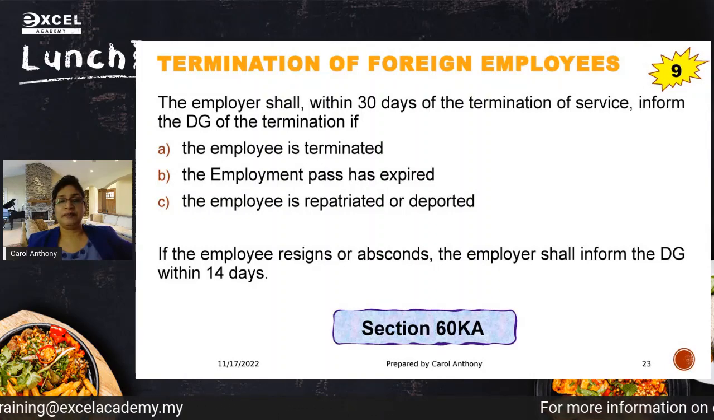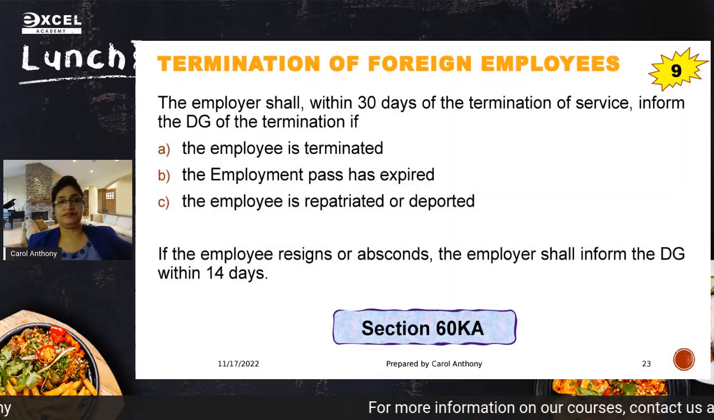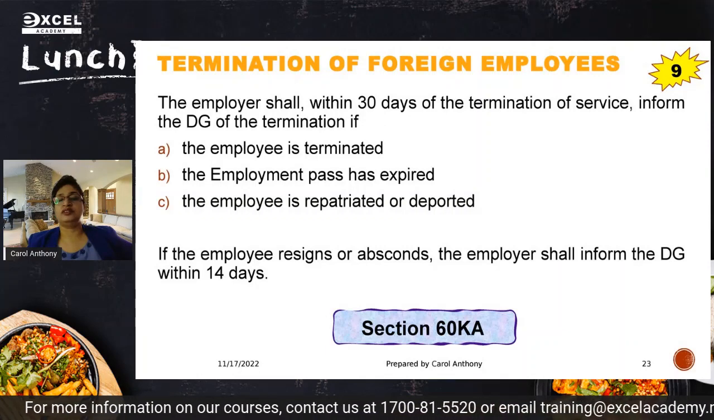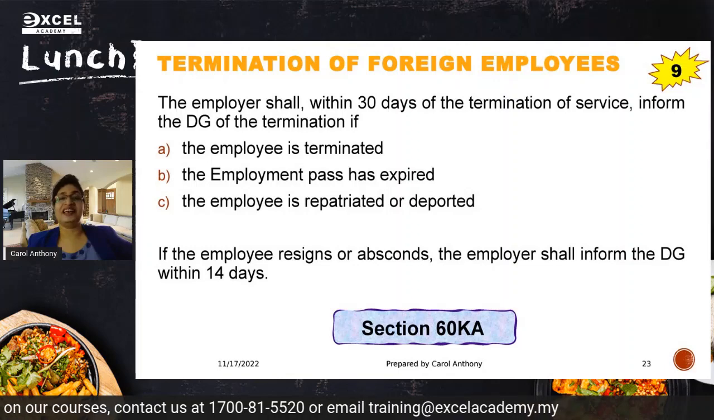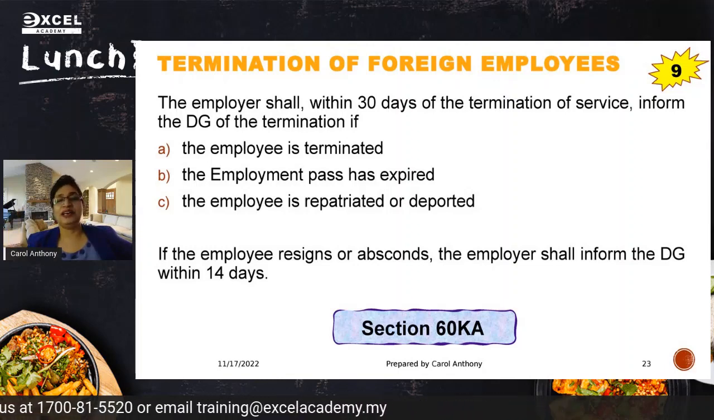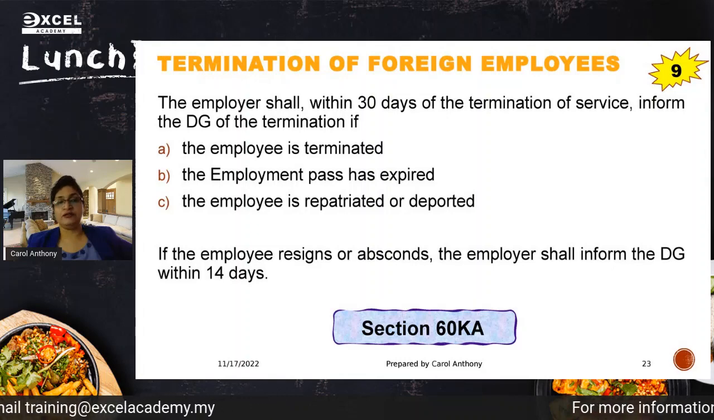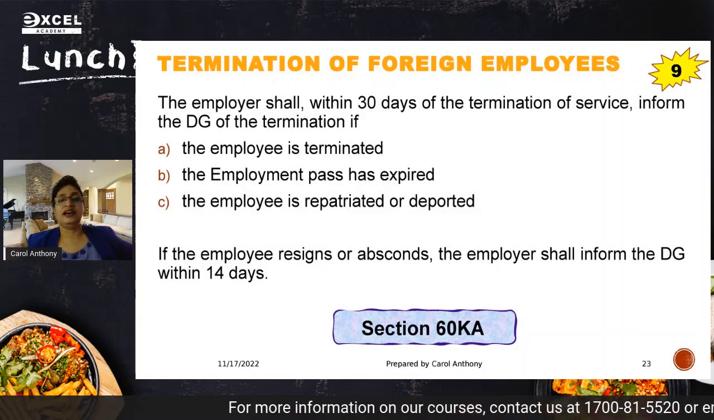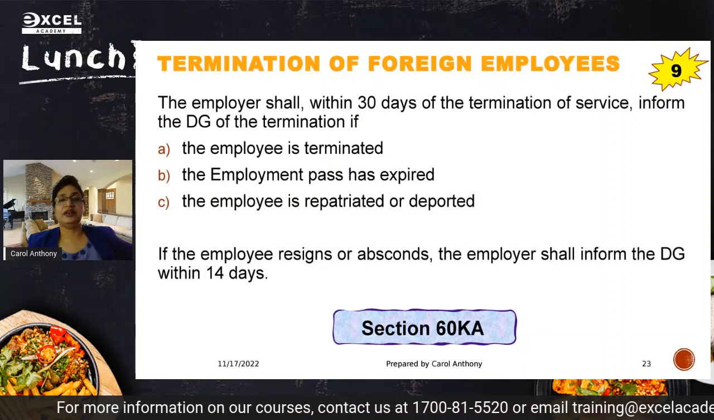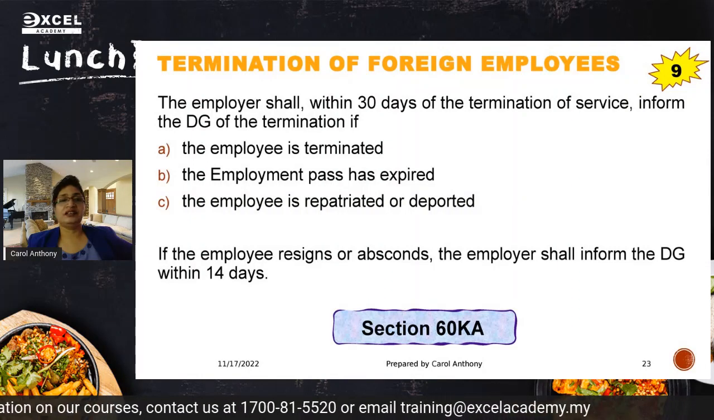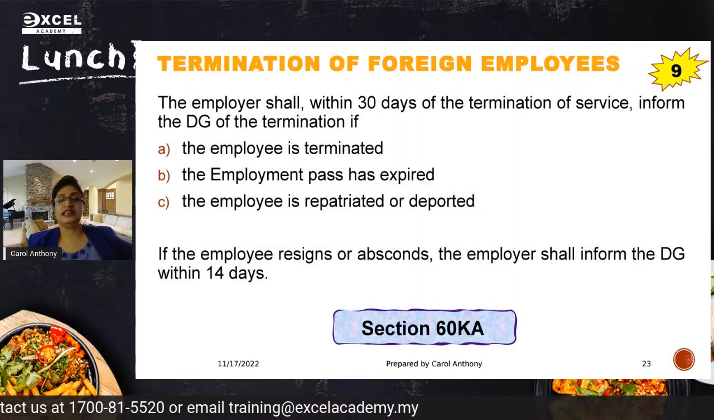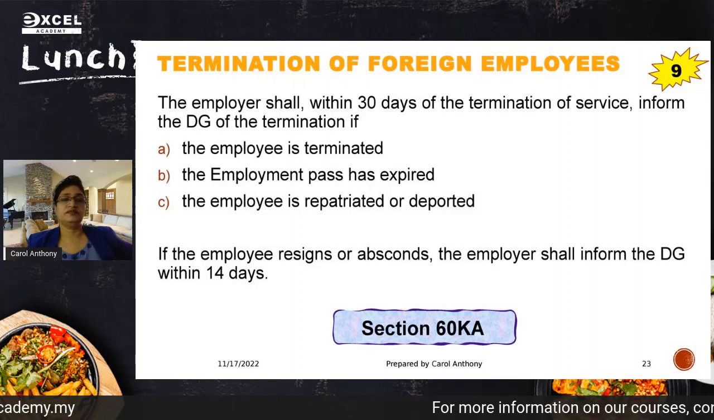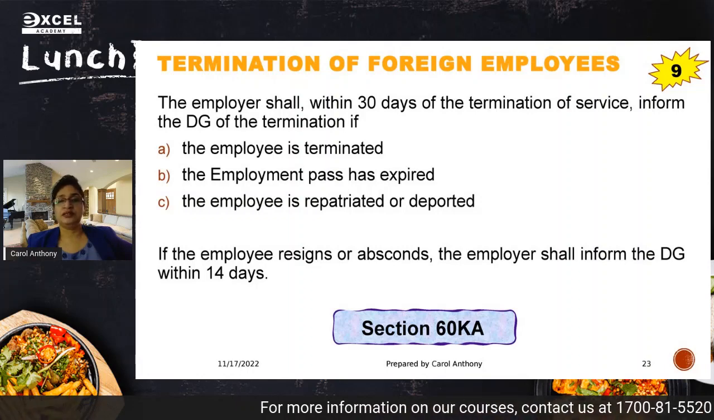So if all these things happen, 30 days before all this happens, DG needs to be notified, all right? The last clause, if the employee resigns or absconds, most of the time, sometimes they run away, abscond, okay? They don't turn up for work. Then the employer shall inform the DG within 14 days of all this happening, all right? This is when the organization is taking action. You have 30 days before taking action. The last clause is the employee themselves resign or abscond. Then you have 14 days to inform, right? Let's move on to the next one.